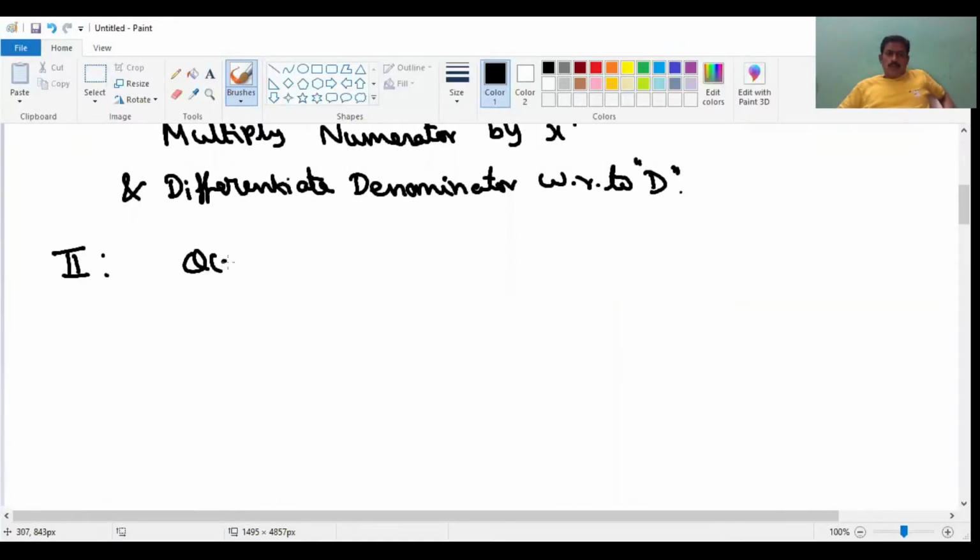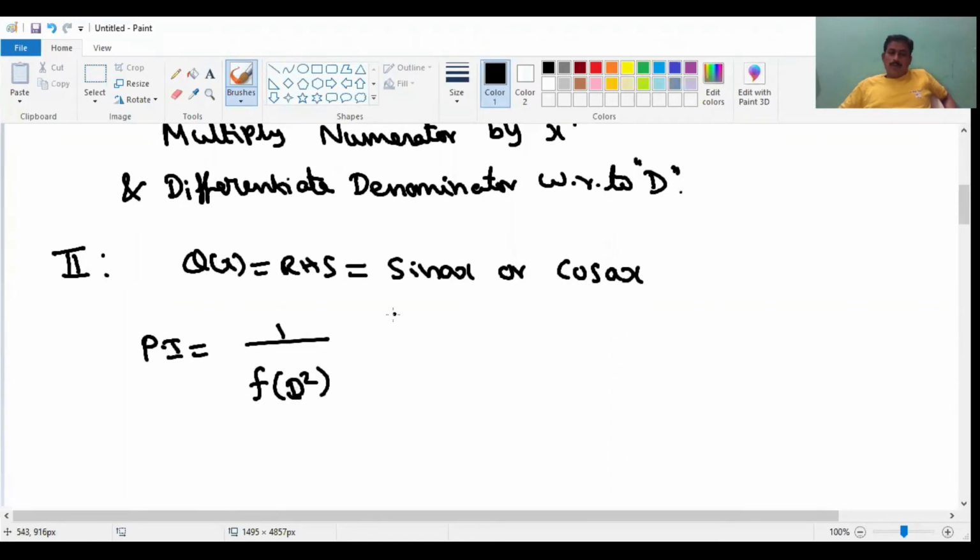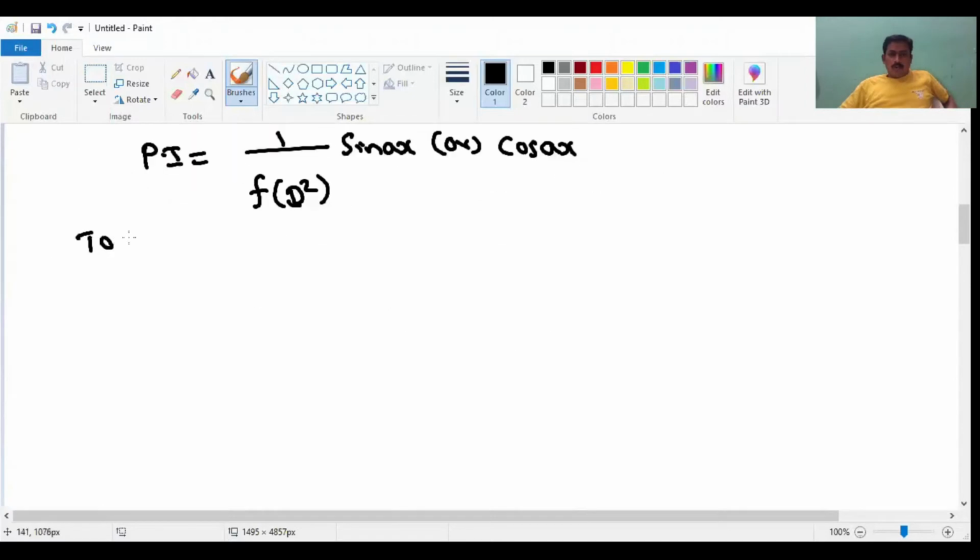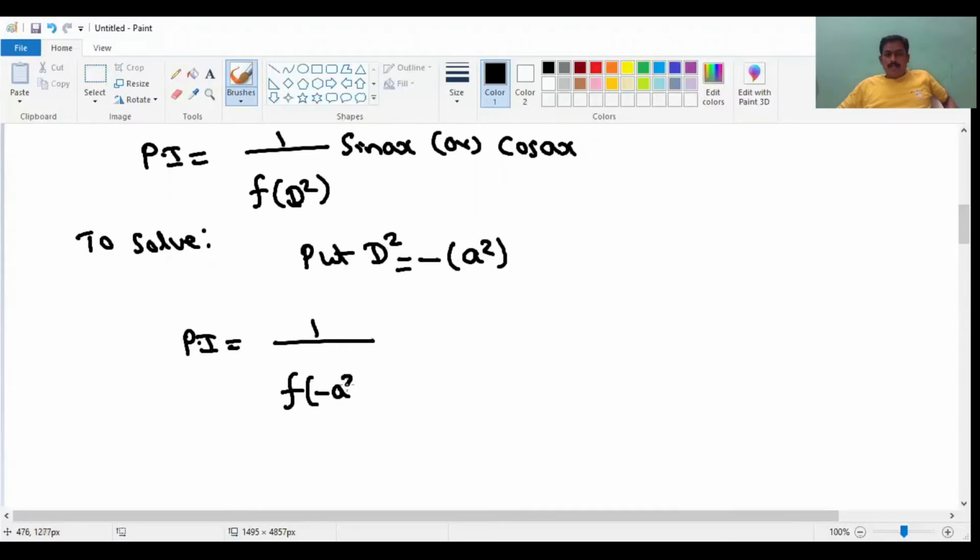Type 2: if your q of x or RHS equals sin ax or cos ax, your particular integral can be written as 1 by f of d square into sin ax or cos ax. To solve this, put d square equal to minus a square. So therefore, the particular integral equals 1 by f of minus a square into sin ax or cos ax.